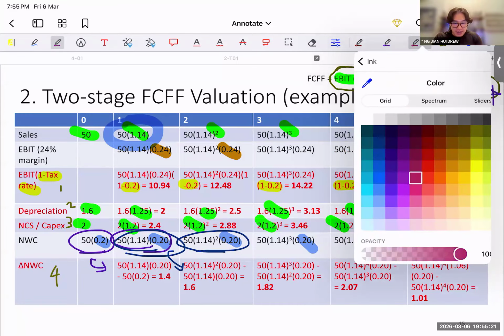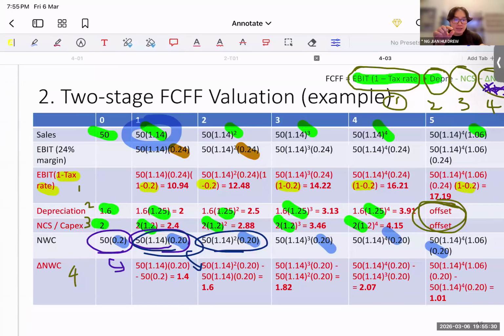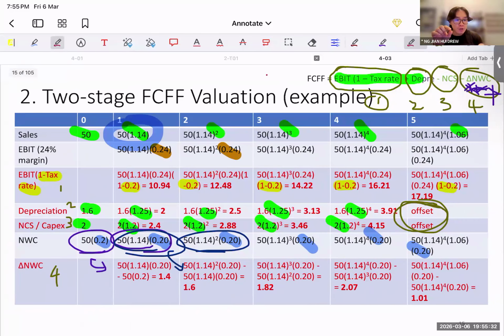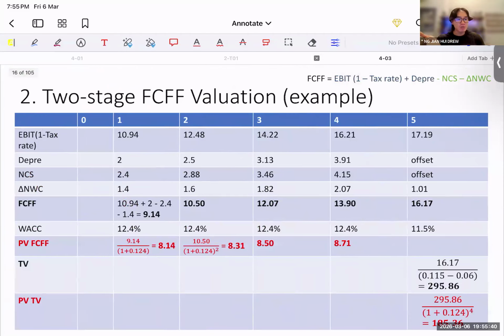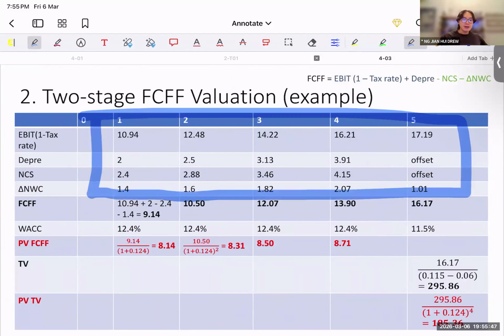Let me just change the colors a bit. Okay, so I've got all my red components, which are the components of my FCFF. To show you in one page, I'm going to copy and paste all my red numbers here, and then calculate out my FCFF.